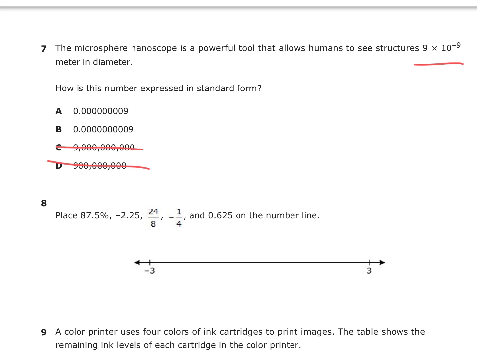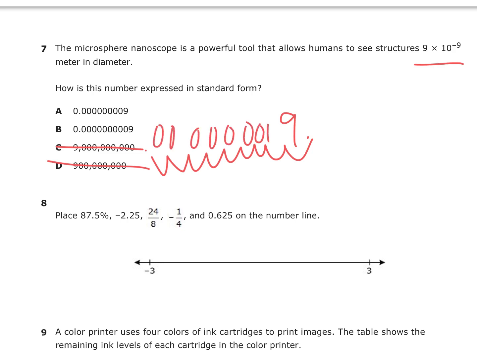Those are to the right, so we know those are incorrect. If I have 9 point, I have to go 1, 2, 3, 4, 5, 6, 7, 8, 9. How many zeros am I going to have? 8 zeros. So let's count which one has 8. 1, 2, 3, 4, 5, 6, 7, 8. 1, 2, 3, 4, 5, 6, 7, 8, 9. So B has 1 too many zeros, and so we have to go with A.